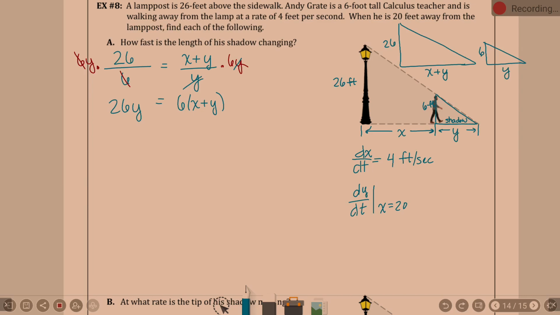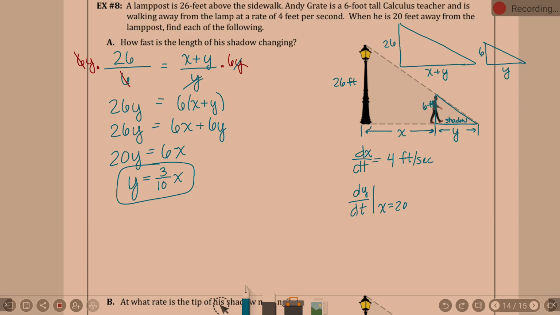Okay, let's keep cleaning this up a little bit. 26y equals 6x plus 6y. Subtract 6y, and now I have 20y equals 6x. Which way do I want this? Let's solve this for y. We got y equals 6x divided by 20, 6 over 20, or 3/10 x. Okay, there's the formula I'm going to use.